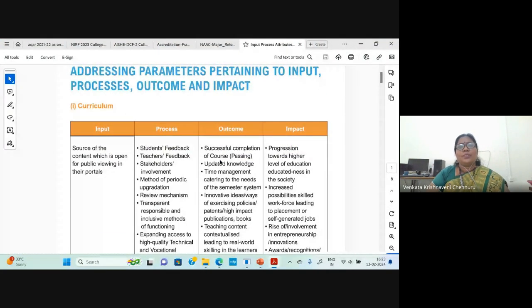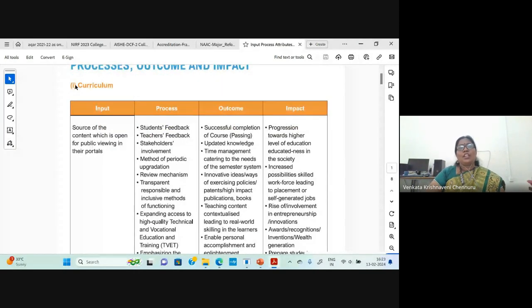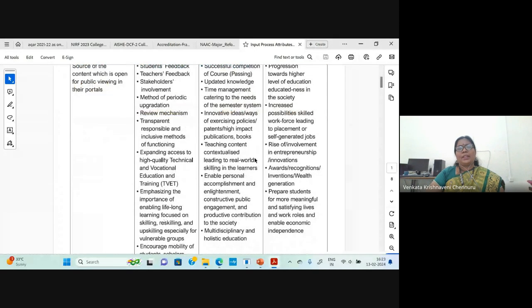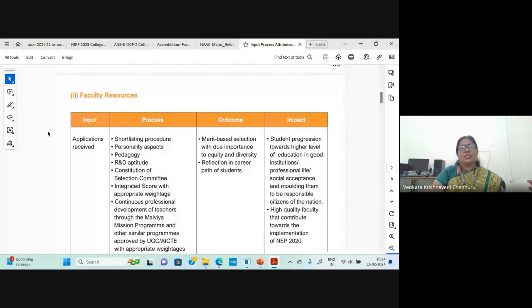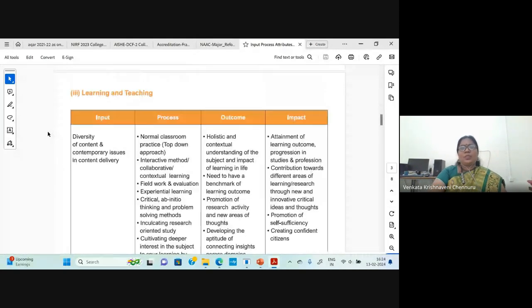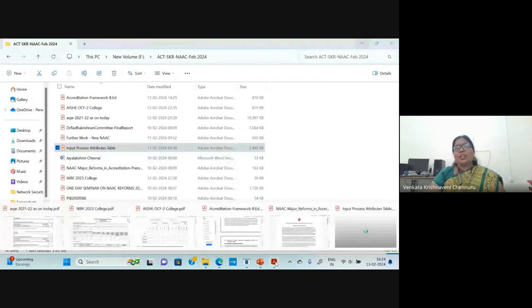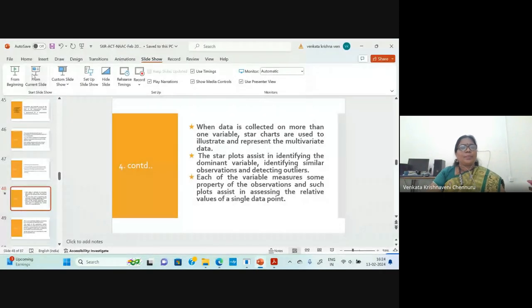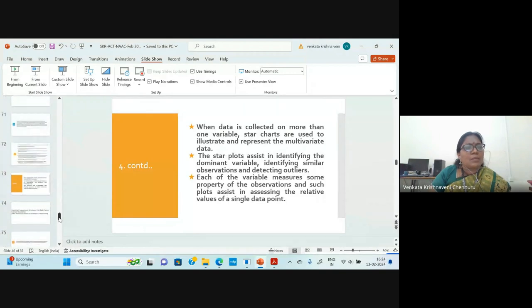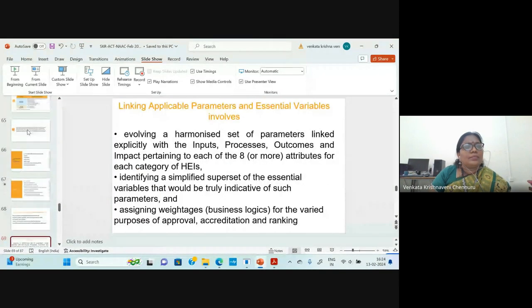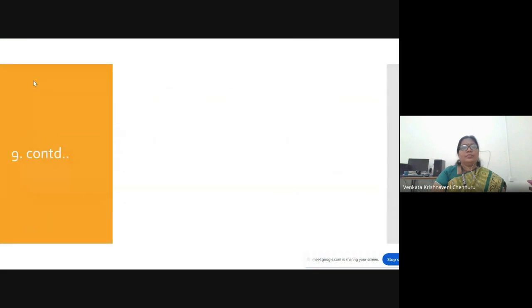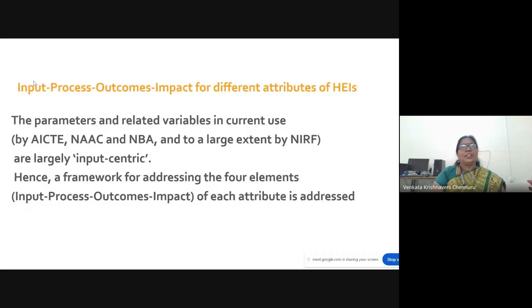And I'll show you that document. This is given in the appendix of the report. For curriculum, faculty resources: input, process, outcome, impact. Okay, this is what is given, but still it needs a lot of SOPs and benchmarks to be given to you. Input, process, outcomes, impact for different attributes of HEI.